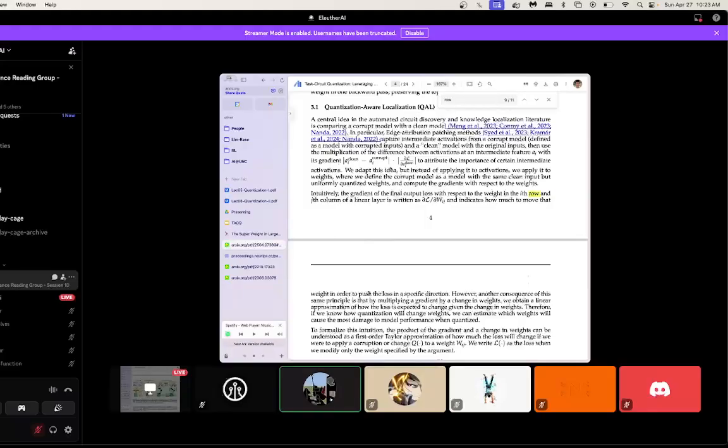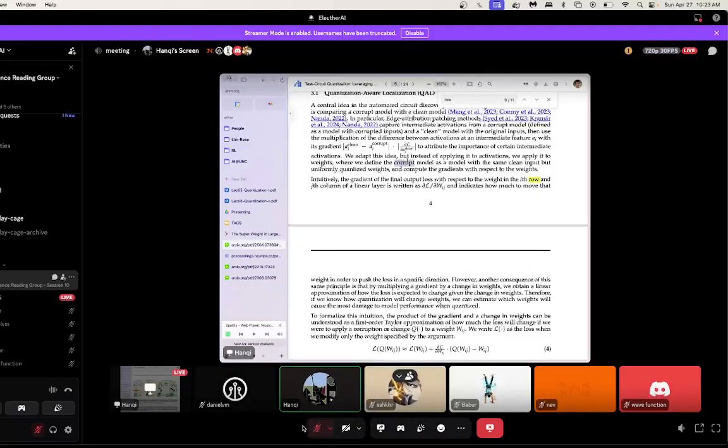Then at every intermediate activation, they take the difference between the activations from the clean model and the activations from the corrupt model, and multiply that difference with the gradient to that particular activation. They use that to say, this is basically the impact of a particular activation, of a particular area in the model. If you were to corrupt it, this is the contribution of that particular part of the model to the corruption of the model's final output.